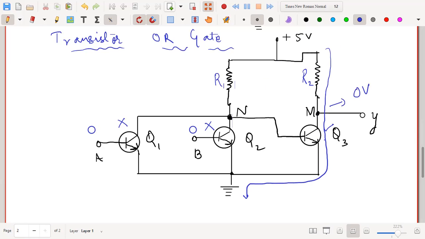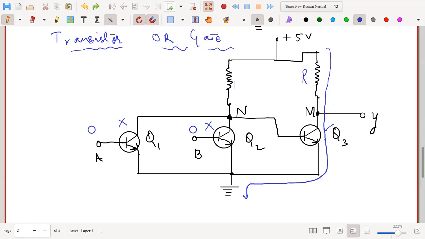All the voltage will be dropped across R2 and nothing will remain on M. That means M will be at zero potential. Now, if M is at zero potential, therefore Y will also be 0. So this is the condition when both the inputs are 0, the output is also 0. Now let us go and see the other condition.